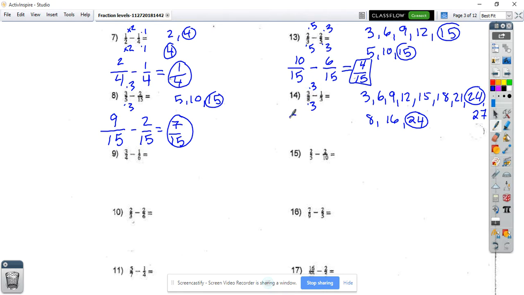So 3 times 3 gives me 9, and 8 times 3 gives me 24. Minus my thirds, I had 1, 2, 3, 4, 5, 6, 7, 8. So this is times 8. And then 3 times 8. So 3 times 8 gives me 24 as my denominator, and 1 times 8 gives me 8 as my numerator. When I subtract these, I get 1 over 24.